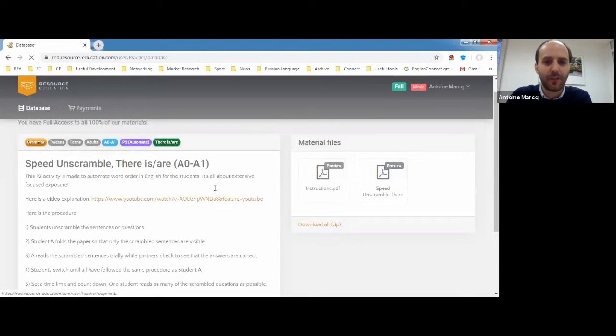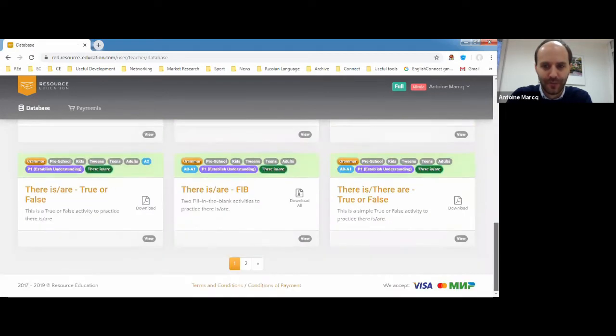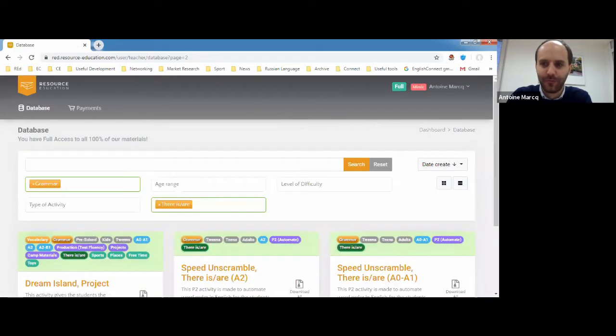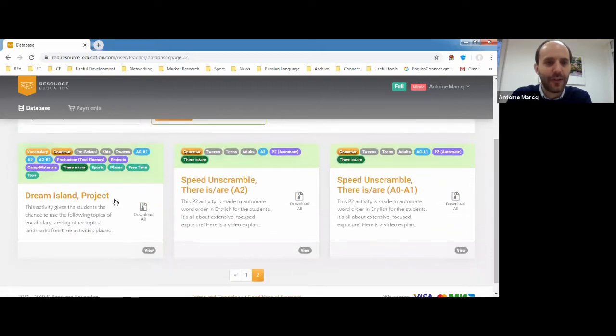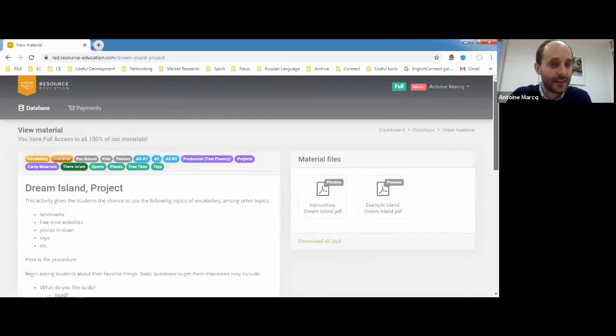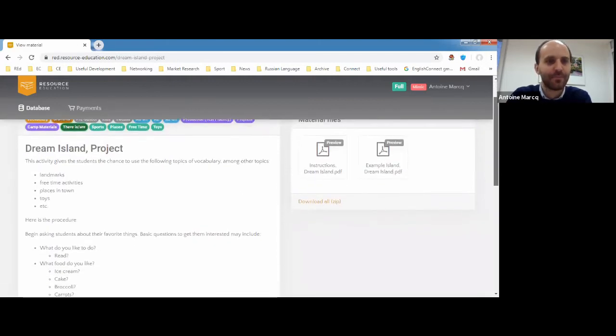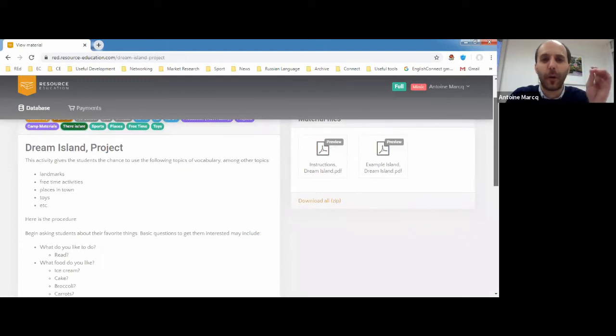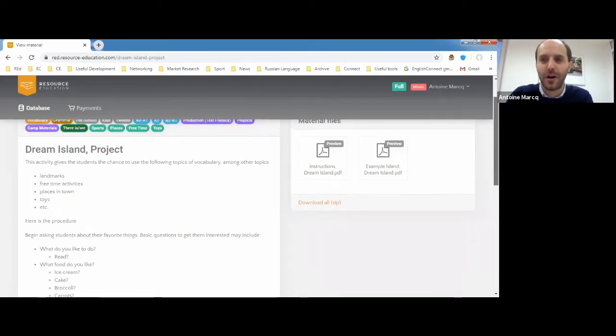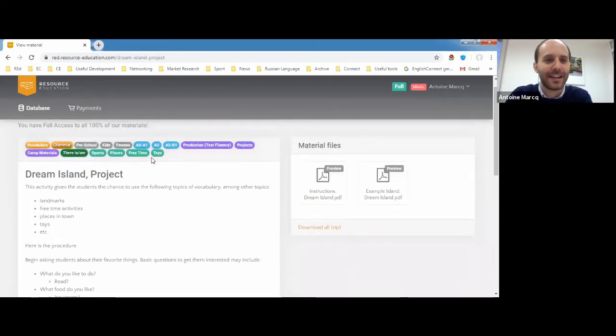These speed unscramble are not new materials. You see, that's why they're on page 2. And there's a very nice Dream Island project I presented a while back. That's also for there is, there are. This is not a new activity. This is a great project for students to design their Dream Island. And they're going to be using a lot of there is, there are, of different kinds of vocabulary, sports, places, free time, toys, things like that.